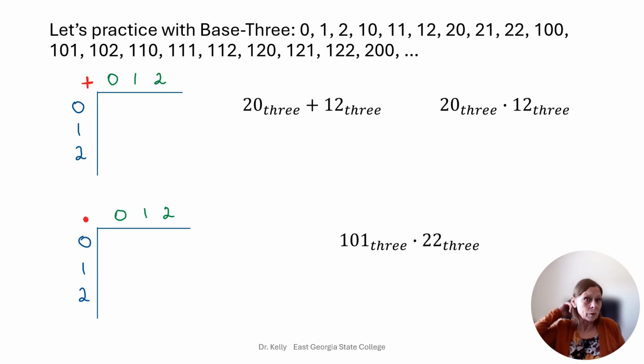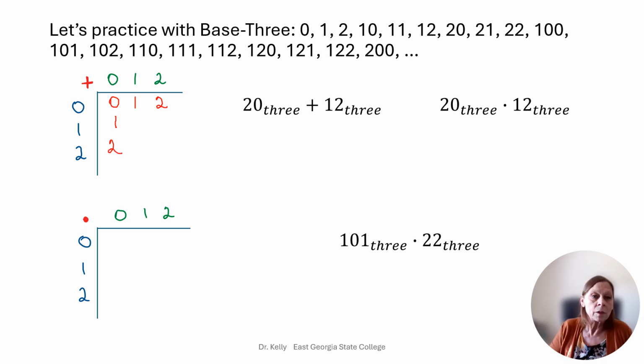So let's practice with base 3. And I wanted to just have you make a table of facts for addition and then just kind of do a base that we haven't done before. So let's make these tables real quick. So here we're doing addition, right? So 0 plus 0 is 0, 0 plus 1 is 1, 0 plus 2 is 2, 0 plus 1 is 1, 0 plus 2 is 2.